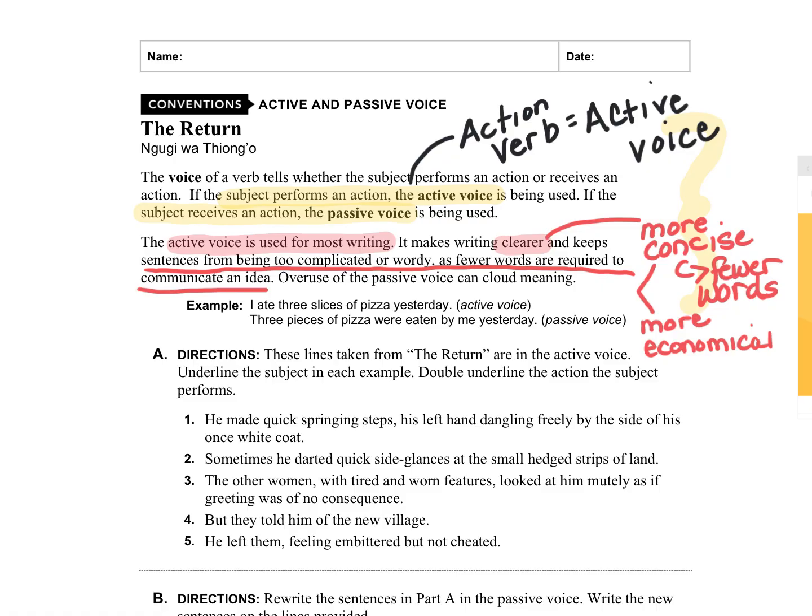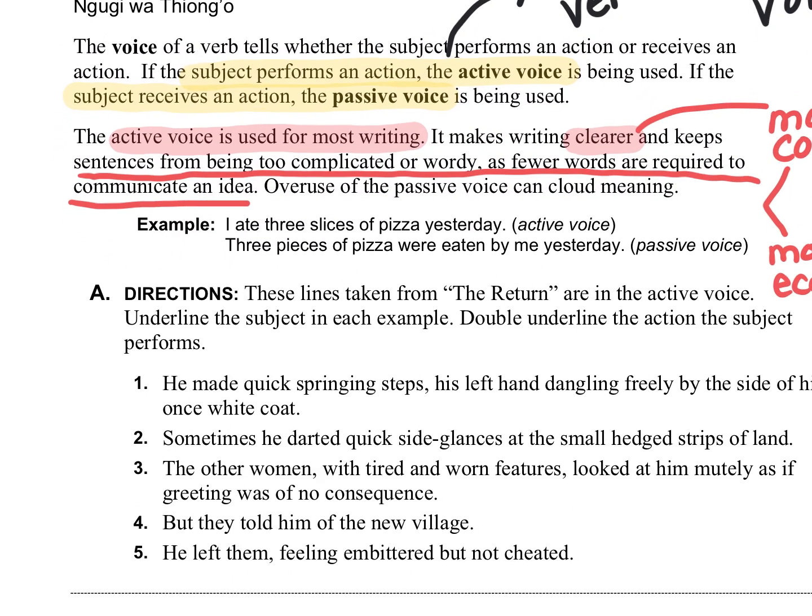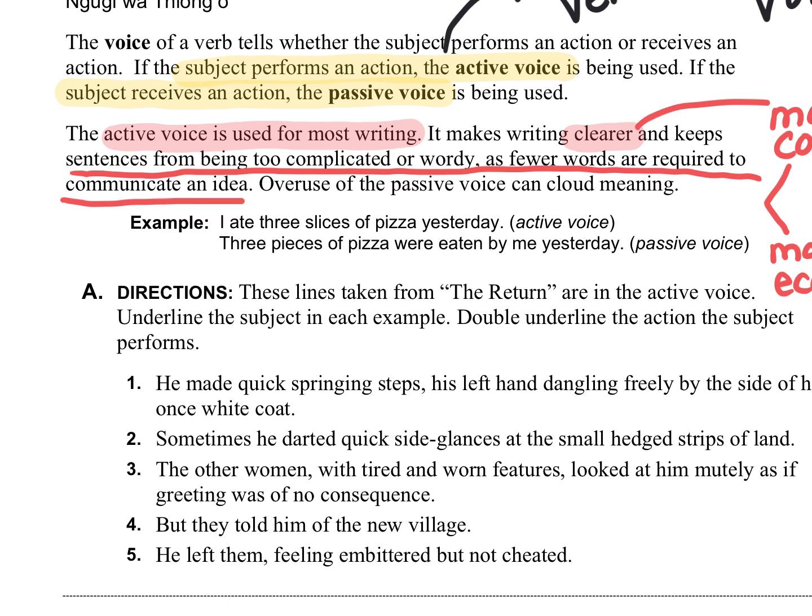So let's look at these examples. And I am going to switch colors. Don't have a lot of options here, but I'm going to go with blue. So already for this first sentence that says, I ate 3 slices of pizza yesterday. Look for my pointer. That's the sentence we're on. It's active voice. We already know that. You're going to see an action verb.